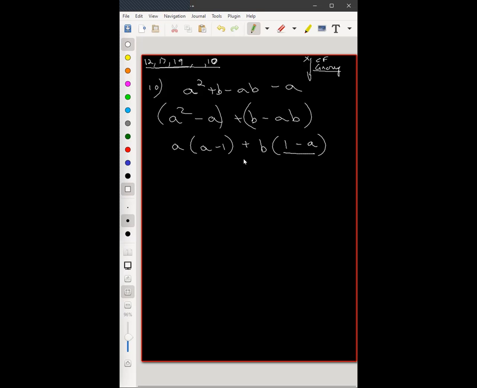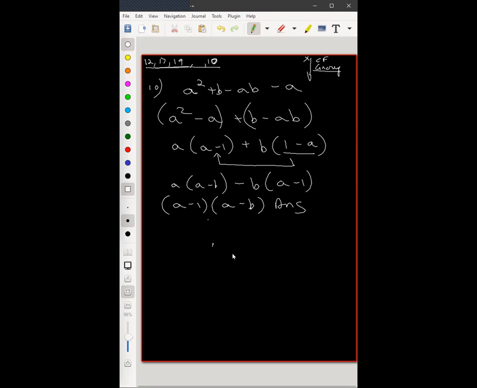Now, how do I put 1 minus a into a minus 1? Minus b into a minus 1. Correct? So now what is common in both of them? A minus 1. And we'll get a minus b. Okay. What was the problem? I couldn't solve. Let's go through these steps.